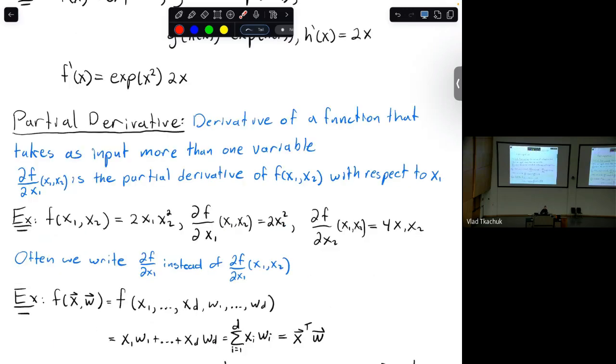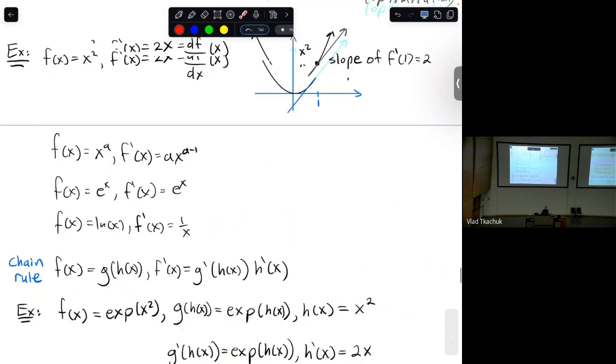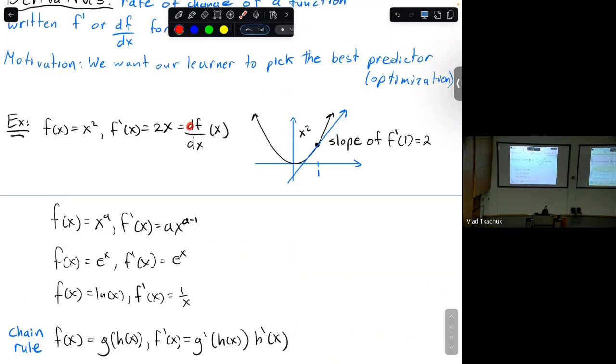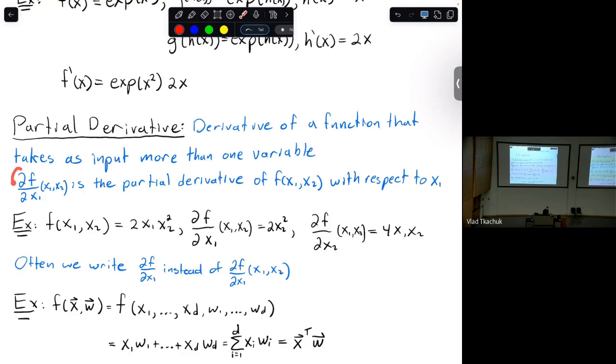So the partial derivative you should think of as the derivative of this multivariate function with all variables fixed except for the single variable you care about, looking at its rate of change. And it's written like this. Above here you saw the normal lowercase d symbol, df, dx. Well, now we use what is called del f over del x1. And this symbol kind of looks like the number 2, but this is to denote it's a partial derivative.